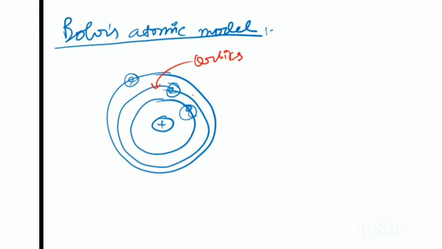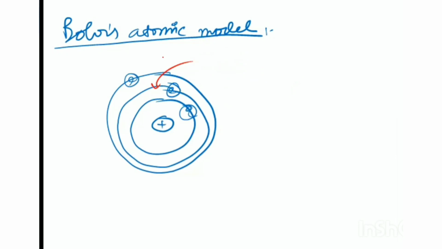Now they are revolving in a circular way, so they must have some angular momentum. He said this angular momentum's value is nh by 2 pi. Now in the second postulate he said this electron can neither emit energy nor absorb any energy. Now here comes the third and most important postulate.